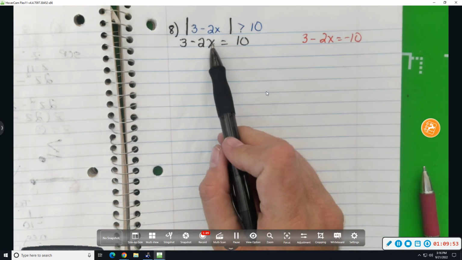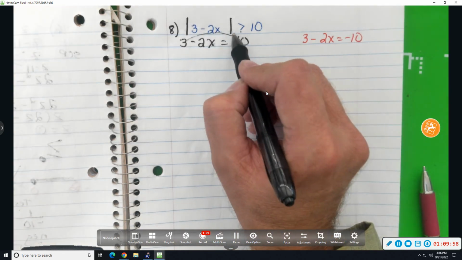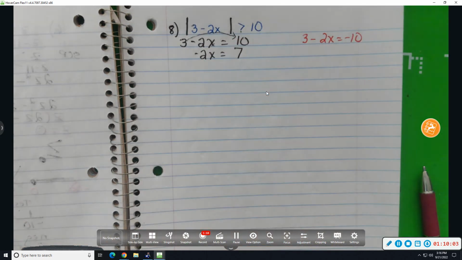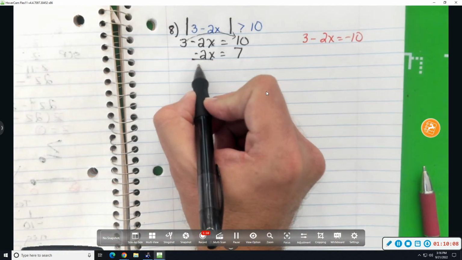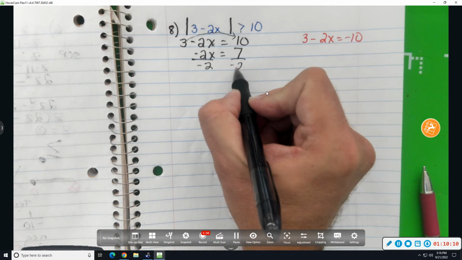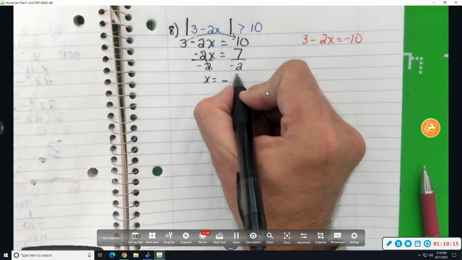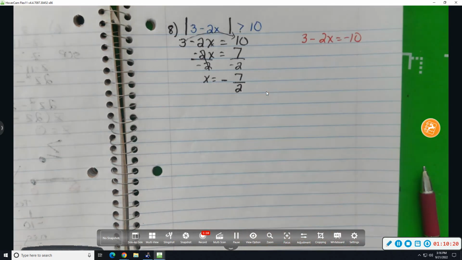So how would I isolate the x? What would I need to do? Yep, minus the 3. So 10 minus 3 is 7. And then divide both sides by 2. So our first cut point is negative. I like to write it with the negative out in front rather than leaving it in the bottom of the fraction. Negative 7 over 2, which is exactly negative 3.5.